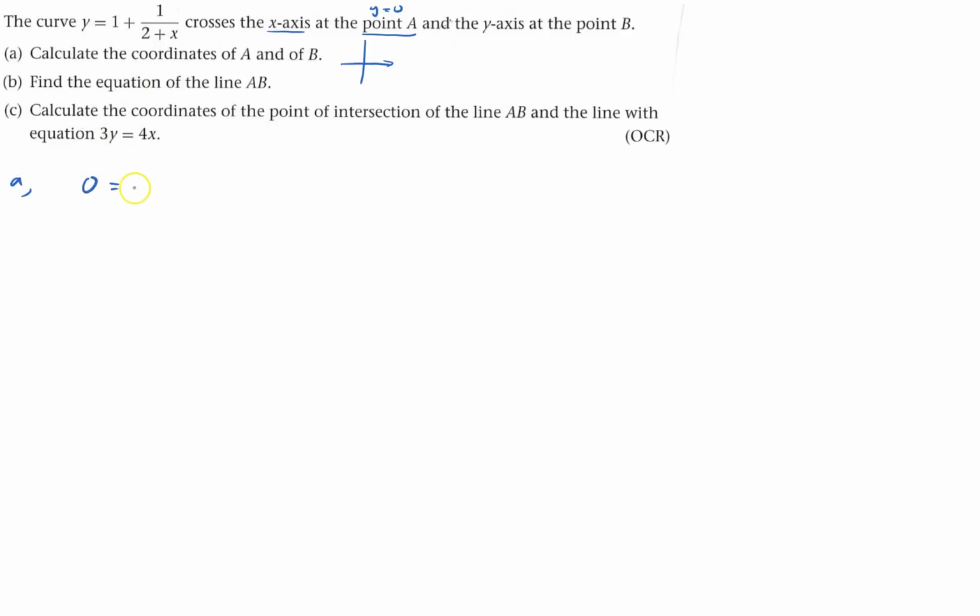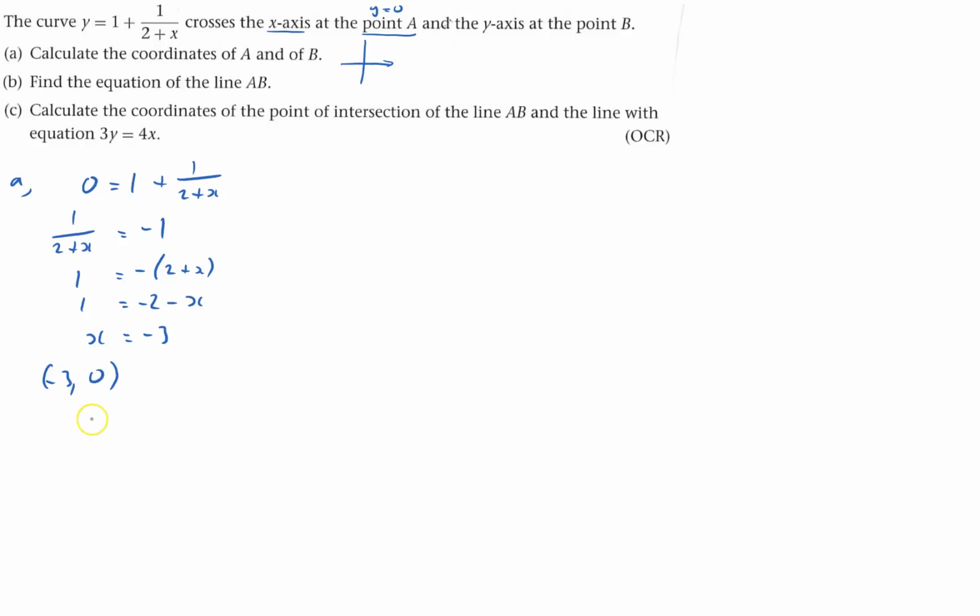y is 0, so 0 equals 1 plus 1 over 2 plus x. Take that over to the other side, so 1 over 2 plus x equals minus 1. Times everything through by the bottom bit: 1 equals minus 2 plus x. So 1 equals minus 2 minus x. Add x to the side, so I get x equals minus 3. So it crosses the x-axis at minus 3, 0.